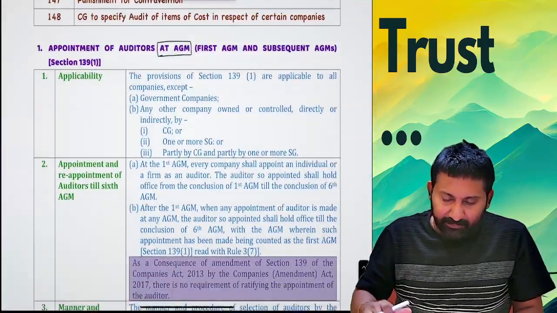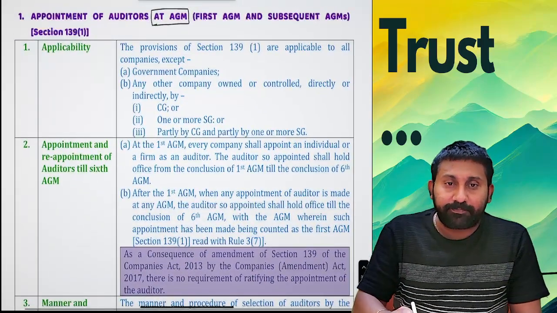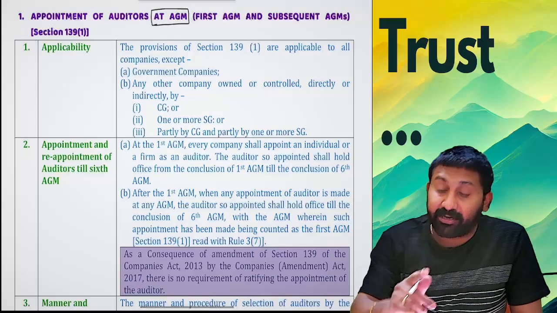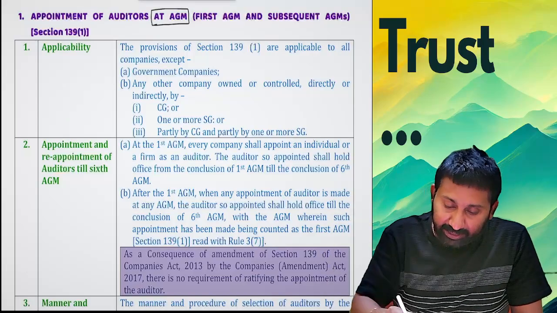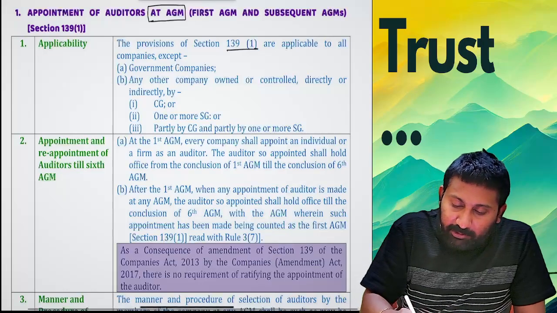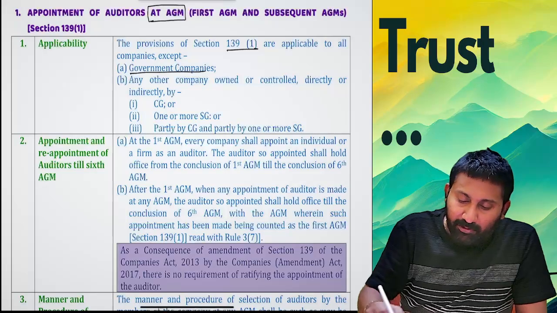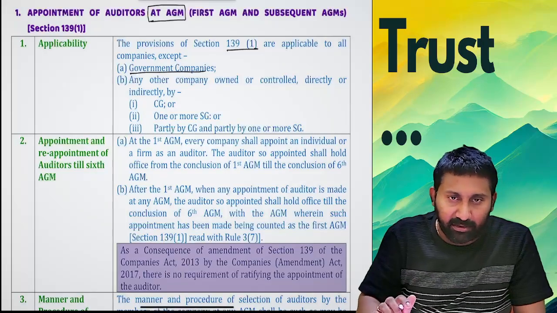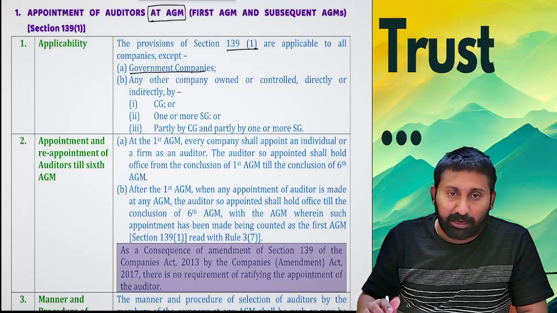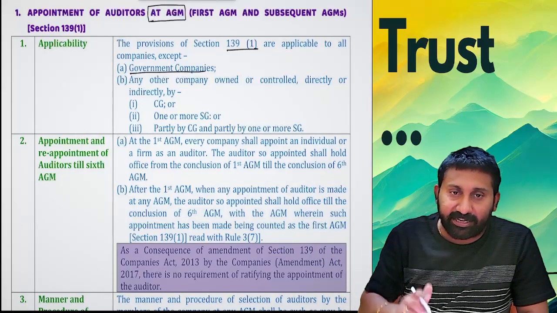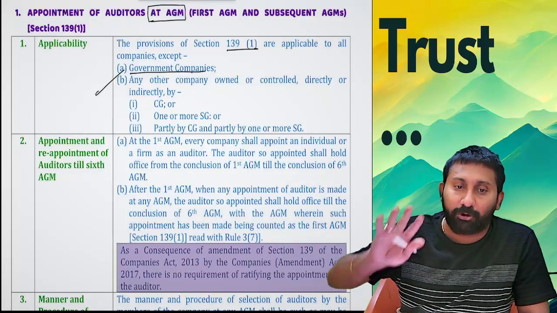See here. First one. Whenever the first auditor is appointed, he will continue till what? Conclusion of first AGM. In that first AGM, what will happen? See there. The provisions of 139(1) are applicable to all companies except government companies, any other company owned or controlled by central government, state government, etc. Why? For that, C&AG appointment will apply. Normal provisions will not apply. Okay, members will not appoint. C&AG will appoint. Therefore, applicable to all companies except government companies or government controlled entities.